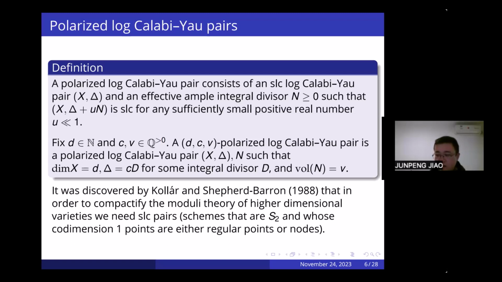An LC center is an image of an LC place, which is a divisor over (X, Delta) whose discrepancy with respect to (X, Delta) is -1.